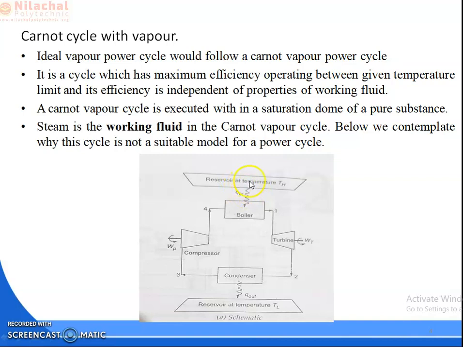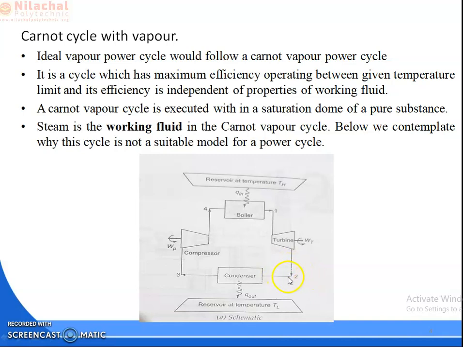When heat is supplied from the TH reservoir, QH amount of heat is supplied to the boiler, and the boiler converts the water into steam. Suppose you get dry saturated steam or superheated steam. This steam is expanded in the turbine. When it expands, the volume increases, and the pressure decreases as well as the temperature. From the exit of the turbine, we get wet steam.